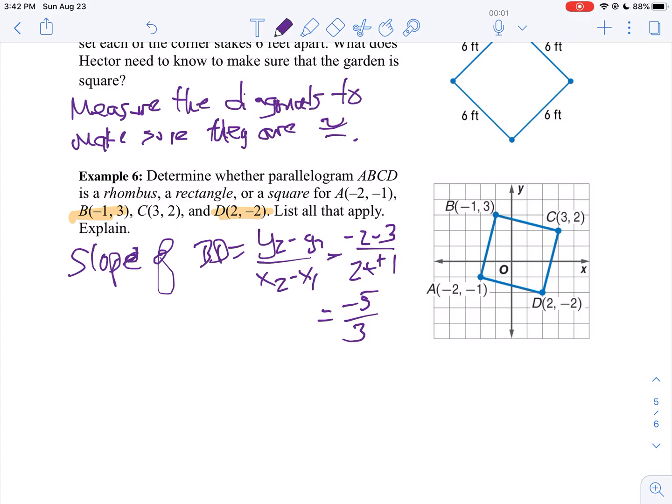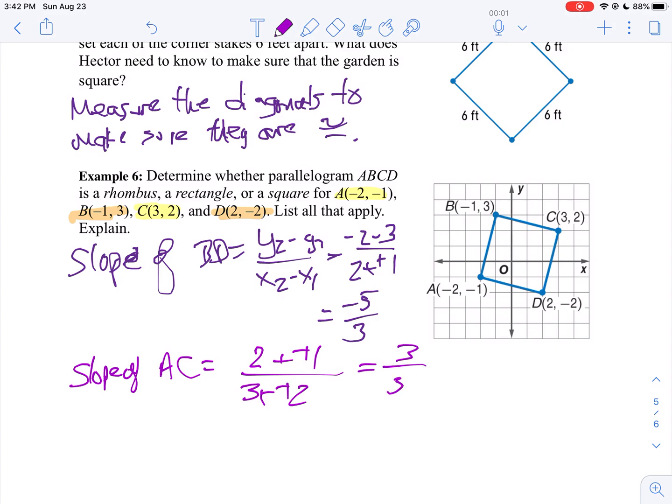Now let's look at the slope of AC. So I got A and C here. So I'm going to say 2 minus a negative 1 over 3 minus a negative 2. Well, 2 minus a negative 1 is 3. 3 minus a negative 2 is 5.